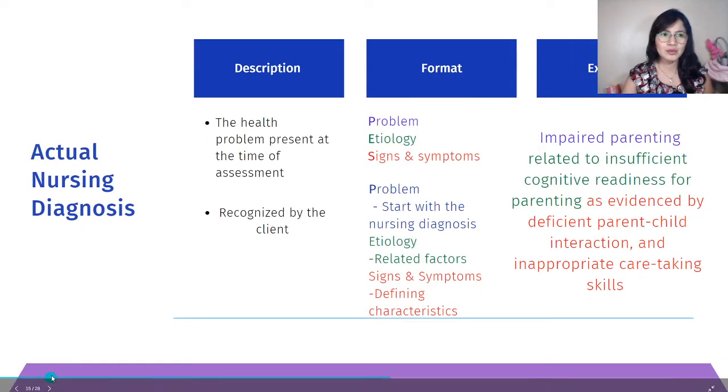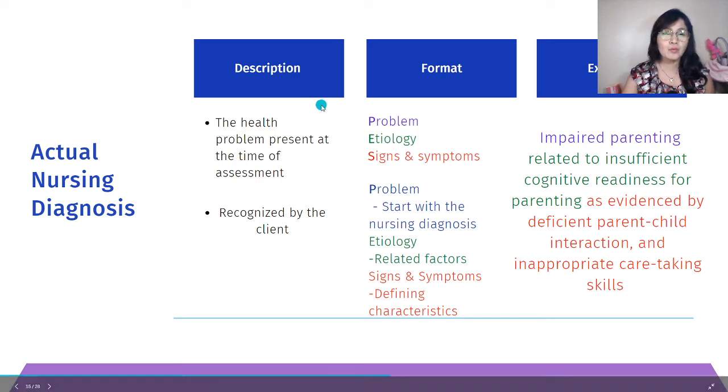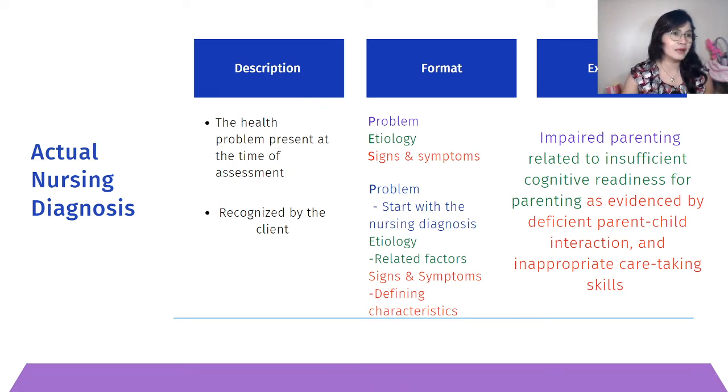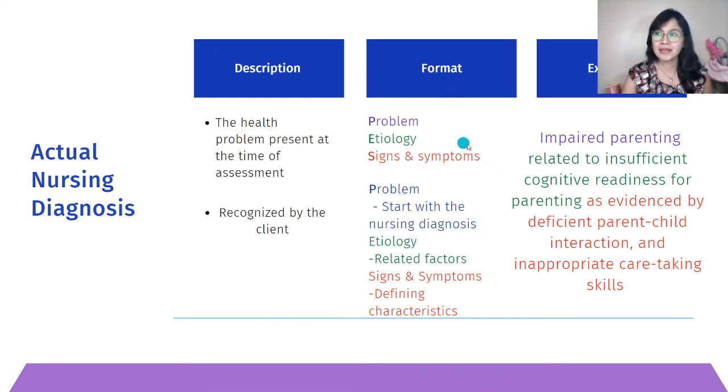When we say actual nursing diagnosis, we deal with the health problem which is present, which can be felt, present at the time of assessment, and is also recognized by the client. Then what could be the format of this type of nursing diagnosis? You have here the problem, etiology, and signs and symptoms. For the problem, you start with the nursing diagnosis, which you can find in the NANDA.